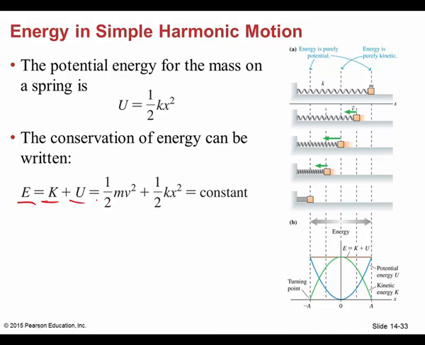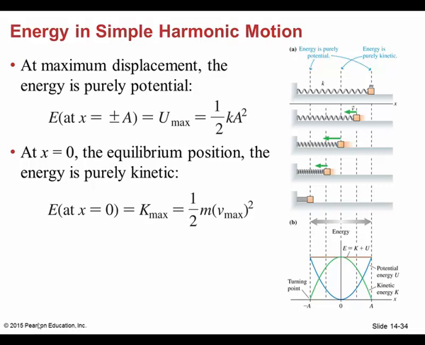Now, we know from our Hooke's Law chapter last semester that 1/2 kx squared is the potential energy of a spring, an object stuck to a spring. We know kinetic energy is 1/2 mv squared. So they should add together and equal a constant.